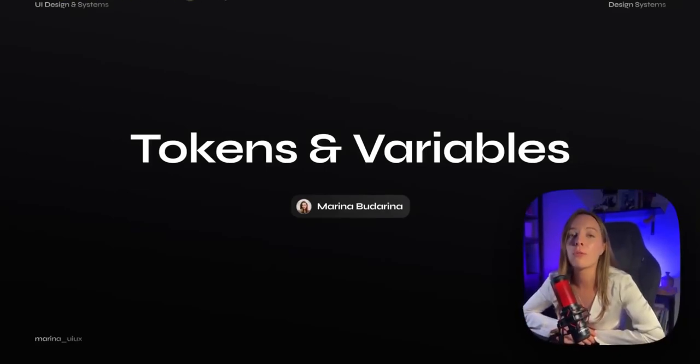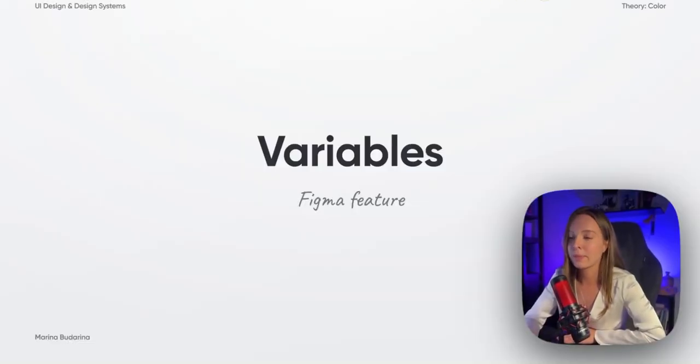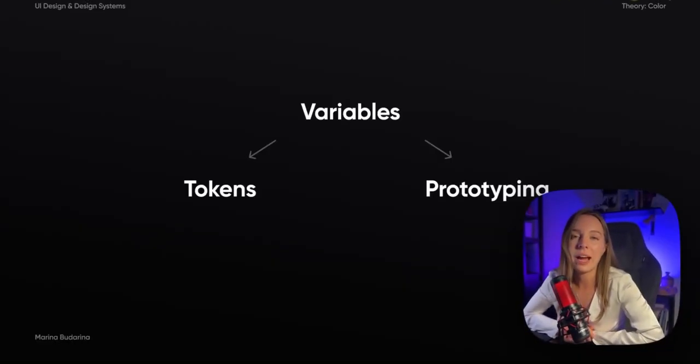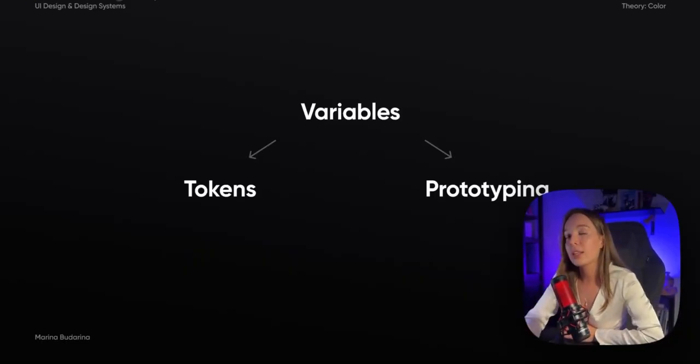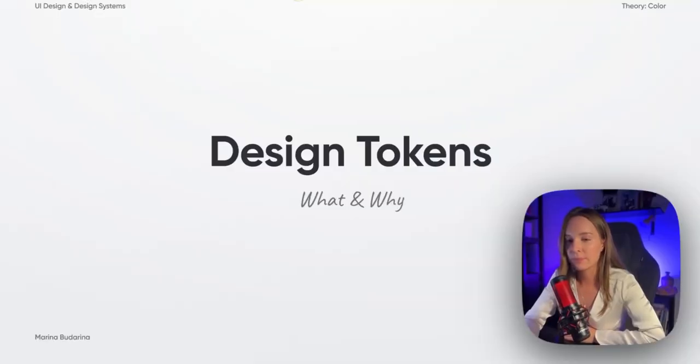Today I would like to talk about one of the most important parts of the design system, tokens. They serve as a single source of truth. Let's start with variables. Variables is actually a new Figma feature. It allows us to create design tokens and to do prototyping. But prototyping is something that we are not going to cover today, and it's actually nice to know, but the main focus is on tokens.